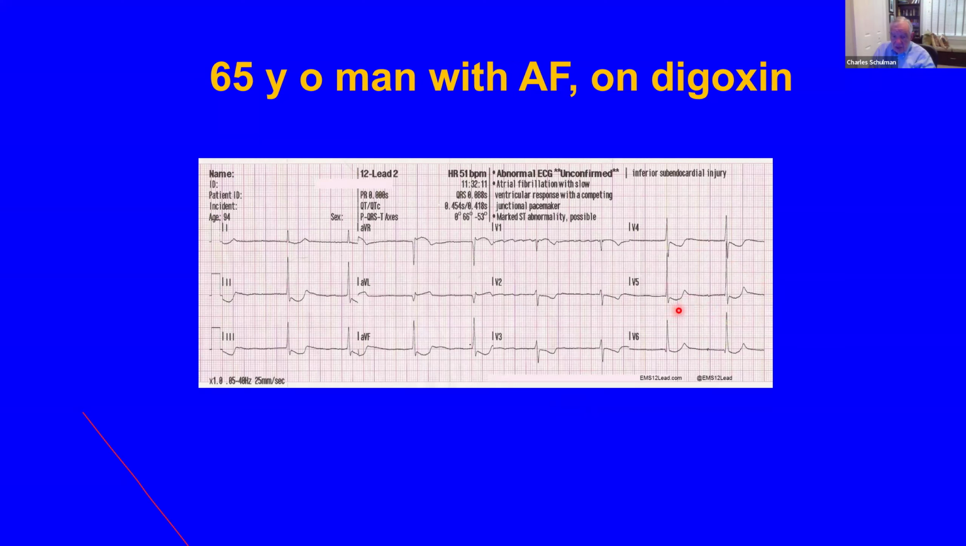These scoopy-looking ST depressions, I say that this is the pill of digitalis. These scoopy-looking ST changes are typical of digoxin. So this person needs a digoxin blood level, repletion of potassium and magnesium, possibly fluids, and withdrawal of digoxin.